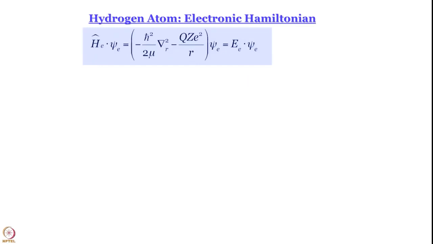Alright? Now, Cartesian coordinates is what we are most comfortable with. So, we know very well that the Laplacian is written as del 2 del x 2 plus del 2 del y 2 plus del 2 del z 2. And even if we do that, we can perhaps try to write psi e as a product of psi e x, psi e y, psi e z, and try to separate the variables. We would have been successful in doing it if the second term was not there.